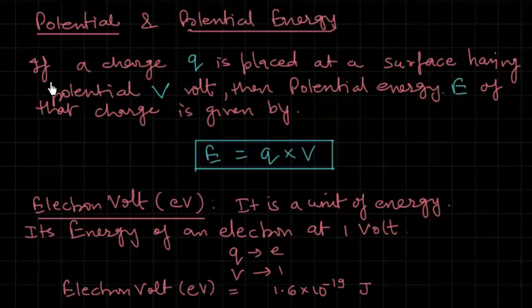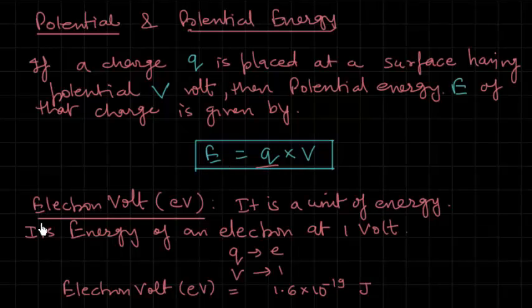So let's read that. If a charge Q is placed at a surface having potential V volt, then potential energy E of that charge is given by E is equal to Q into V. So when we say V in volts, that is SI unit, Q has to be in coulombs, and then you will get E energy in joules. So this is the equation which relates potential, charge and potential energy.